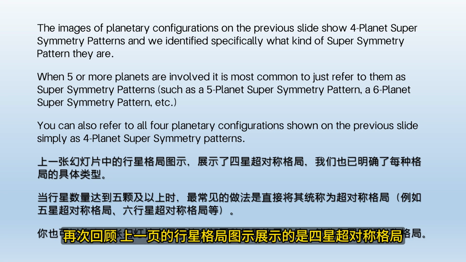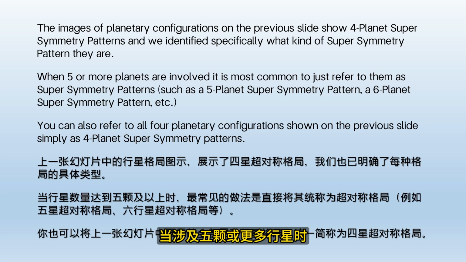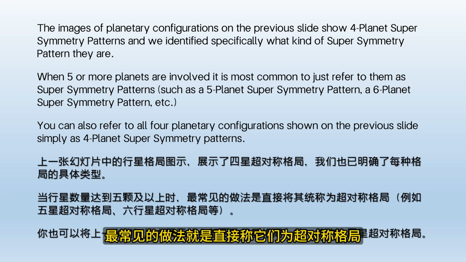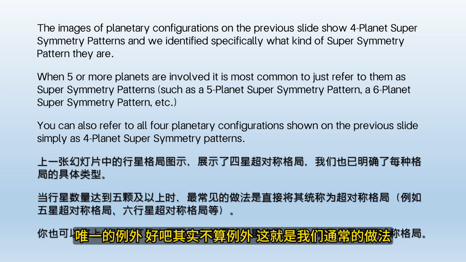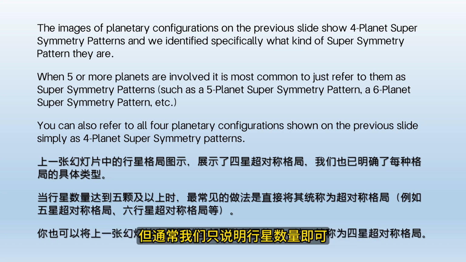So to review again, the images of the planetary configurations on the previous slide show the 4-planet supersymmetry patterns, and we identified specifically what kind of supersymmetry pattern each one of those is. When 5 or more planets are involved, it is most common to just refer to them as supersymmetry patterns. So you would just say it's a 5-planet supersymmetry pattern, or if there are 6 planets, you call it a 6-planet supersymmetry pattern, etc. That's what we usually do. But if you want to be more specific, then you could specify that it's a string if it's a string.